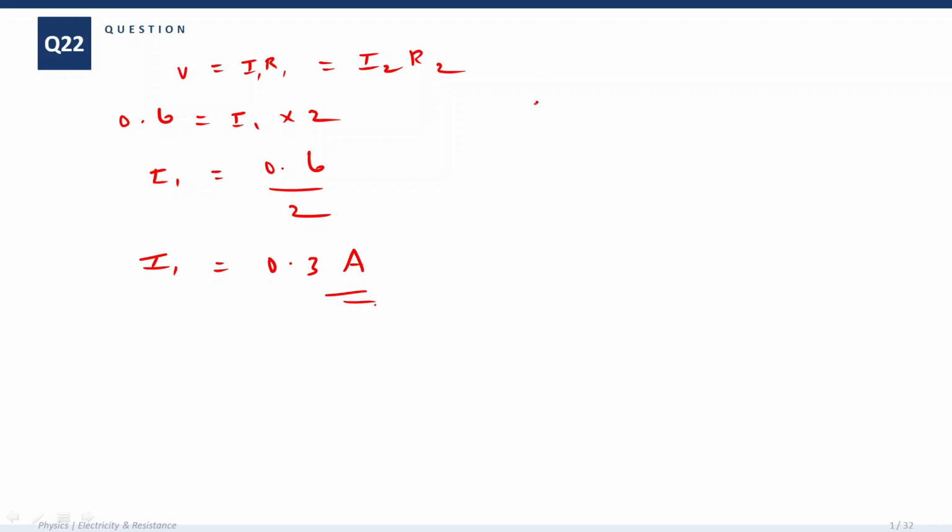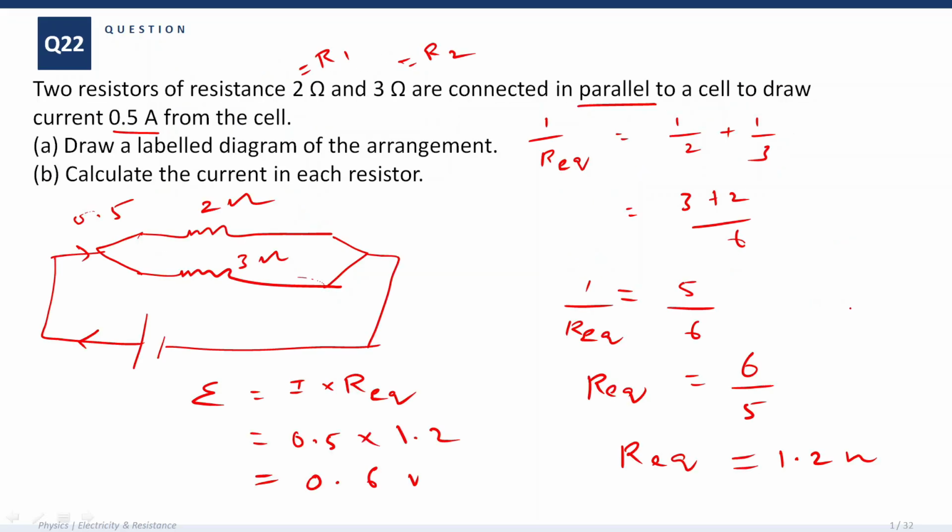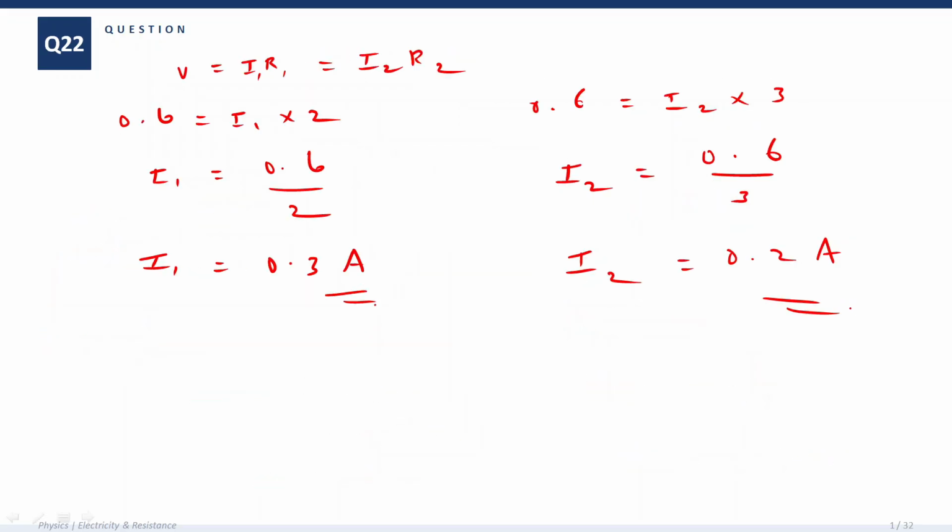Similarly, 0.6 equal to I2 into 3. Then I2 equal to 0.6 by 3. I2 equal to 0.2 amperes of current. So in each branch, what is the current that flows? One is 0.3, other one is 0.2.